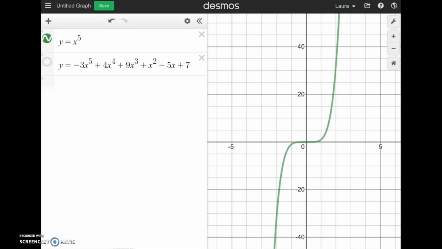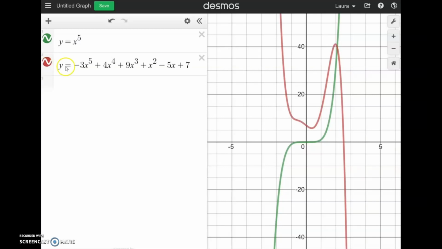So maybe this is what you guessed. Hopefully it is. Yeah, these odd powers seem to be going, their ends seem to be going in opposite directions, and that's certainly true. We can definitely get some negative y values from a quintic function. Okay, let's take a look at this other guy and see how he compares.